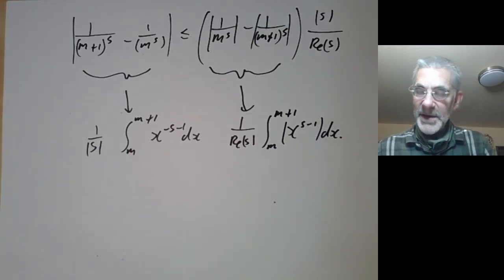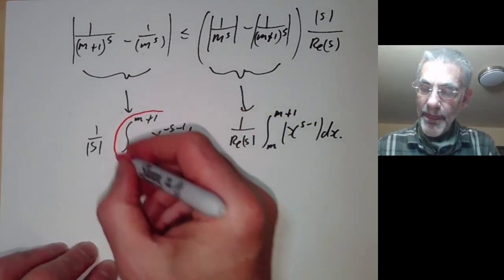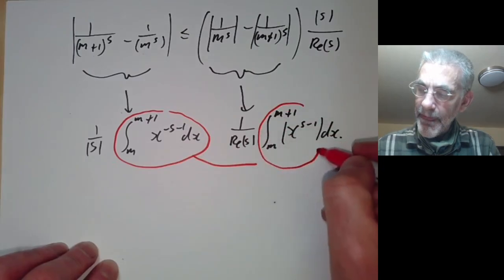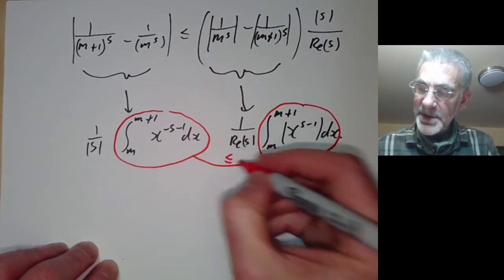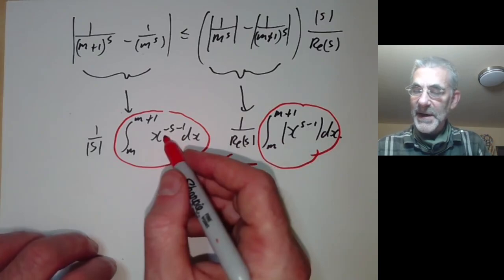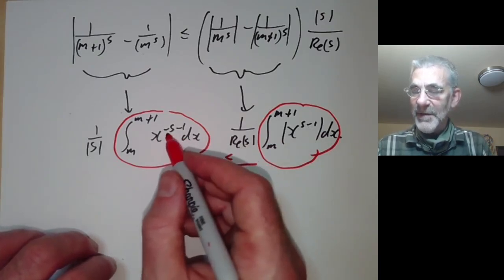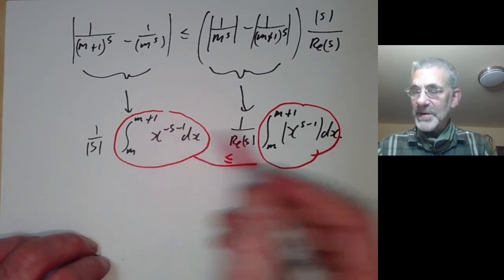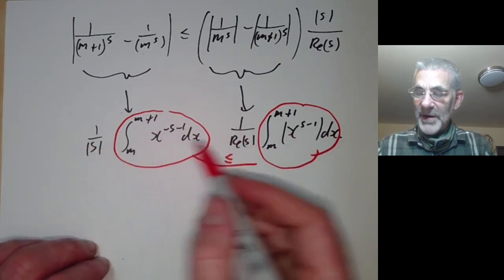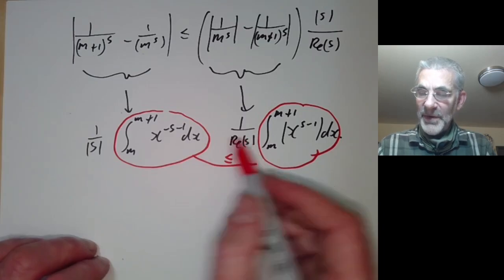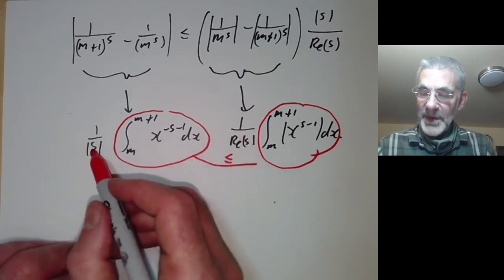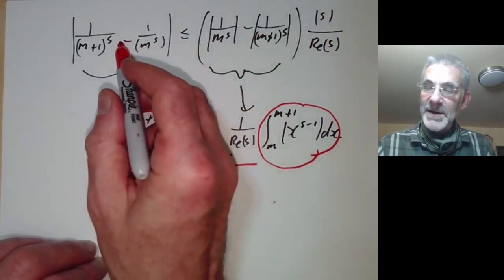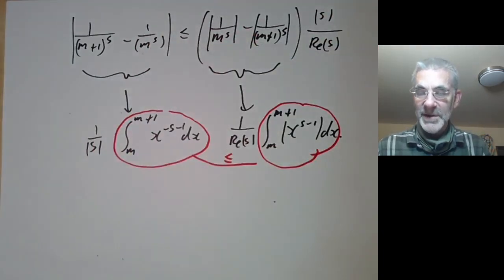And now you can see this integral here is going to be at most equal to this integral here, because we're just taking the absolute value of everything here, which is going to make it bigger. So this integral is at most that, and if we remember we've got the absolute value of s and the real part of s, we have to stick them in here to get an inequality between these two terms here.